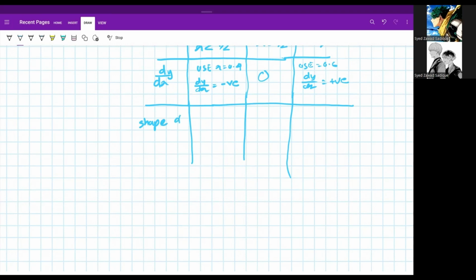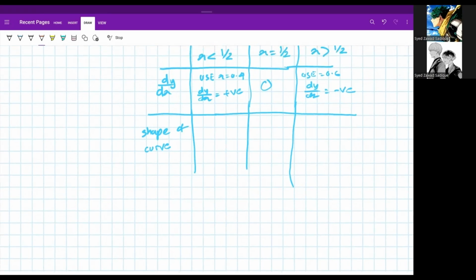Shape of curve. Now, if the curve, sorry, my bad, I made a mistake. Sorry. This would be positive, this would be negative, right? So, if the curve has a positive gradient, shape is like this. For stationary point, shape is this. For negative gradient, shape is like this.